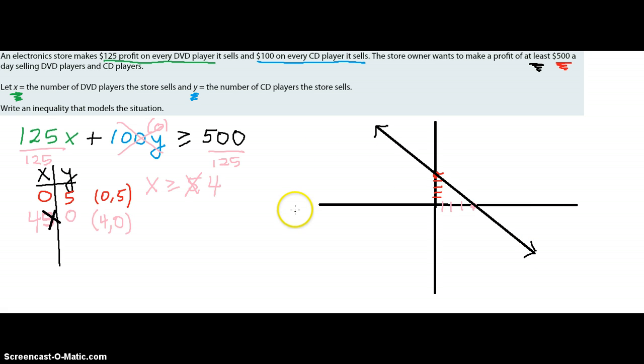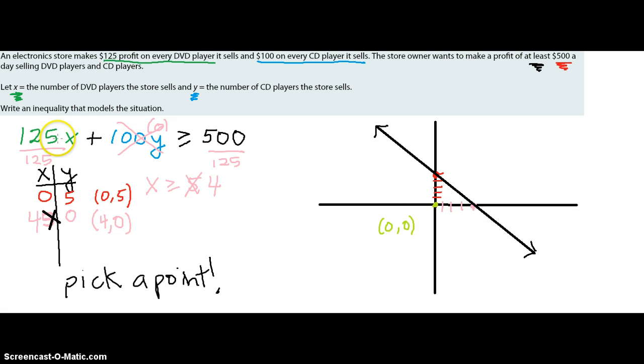We're almost finished now. We just have to do our shading. And we want to know, are we going to shade everything below it or everything above it? There are a couple ways, but what we can do is pick a point and see if it's true. If it's true, then that's the place that we'll shade. If it's not true, then we know that we need to shade on the other side of the line. So let's pick a point here below the line on the left side. Let's choose something pretty easy, like, how about this one? 0, 0.